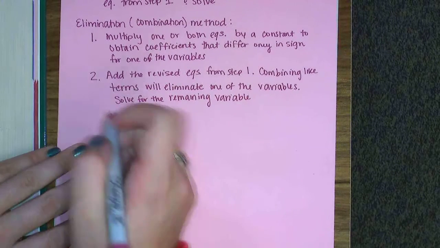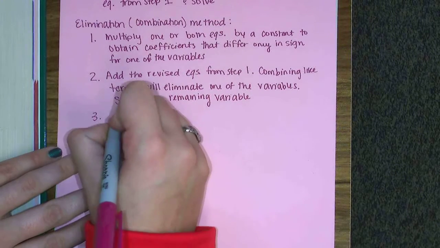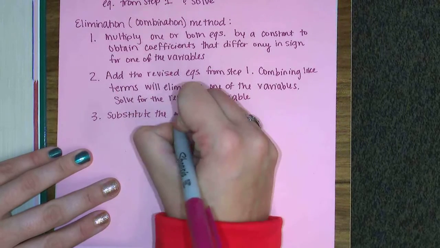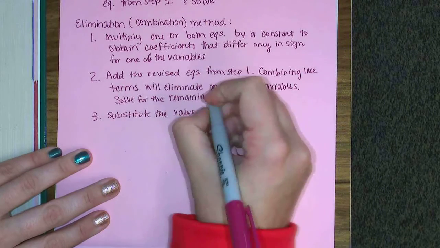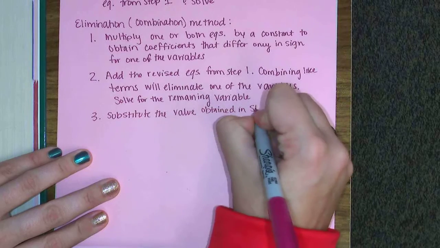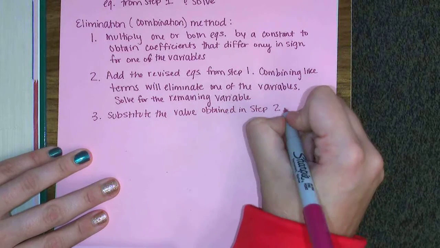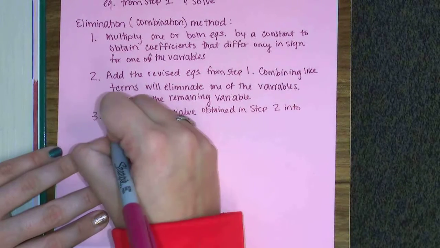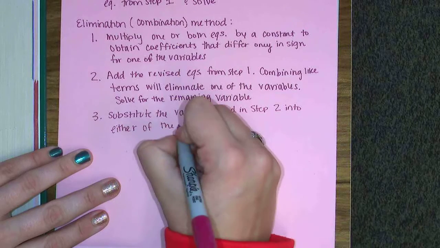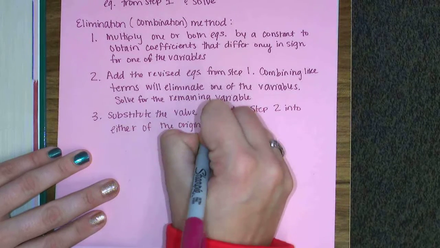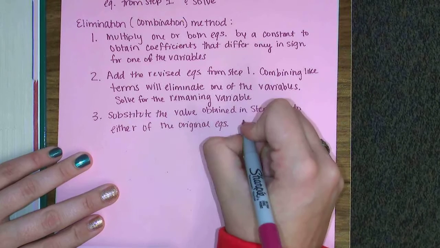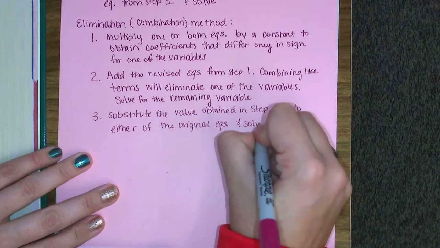And the last step of this one is to substitute the value obtained in step 2, for one of the variables, into either of the original, so not those modified ones, the original equations, and solve for the other variable.